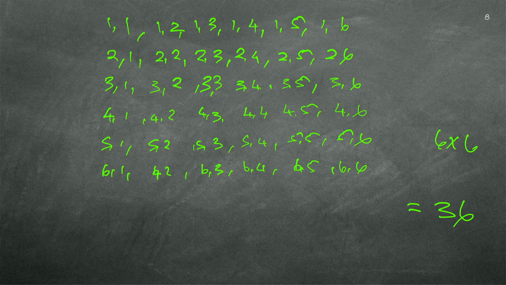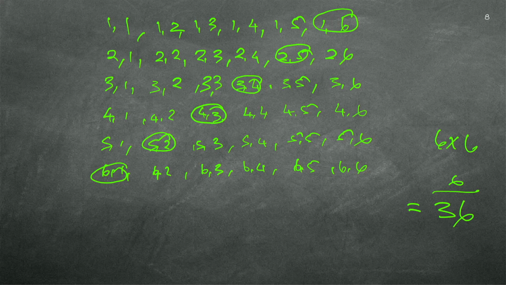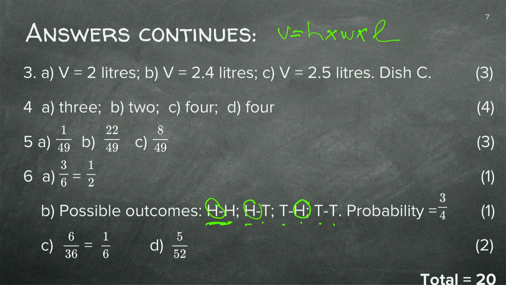So the chances to get a 7, so it can land like that, it can land like that, it can land like this, like this, like this, or like this. So what is the probability? 1, 2, 3, 4, 5, 6 over 36. Do you understand that? 6 over 36 or 1/6.